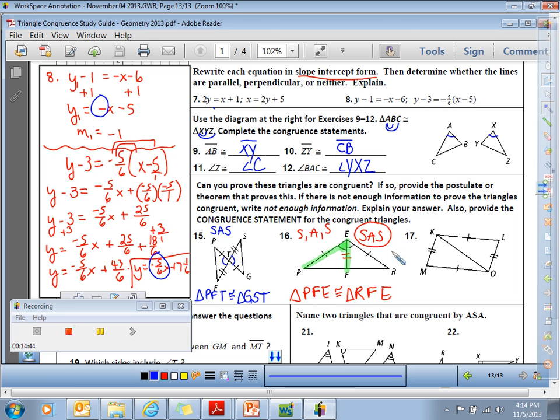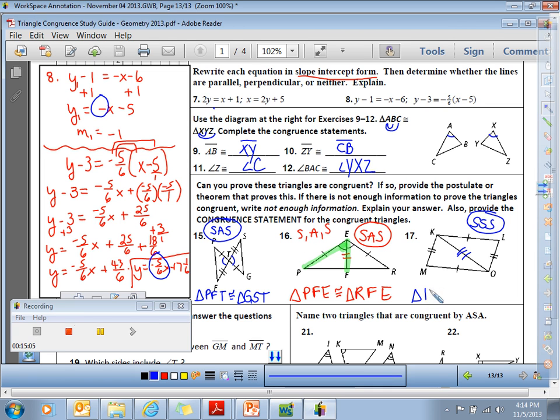And number 17, we have KM is marked congruent, LO is marked congruent, MO is congruent to KL, and they share the side in the middle. So all three sides of this triangle are congruent to all three sides of this triangle. So the answer is side, side, side.